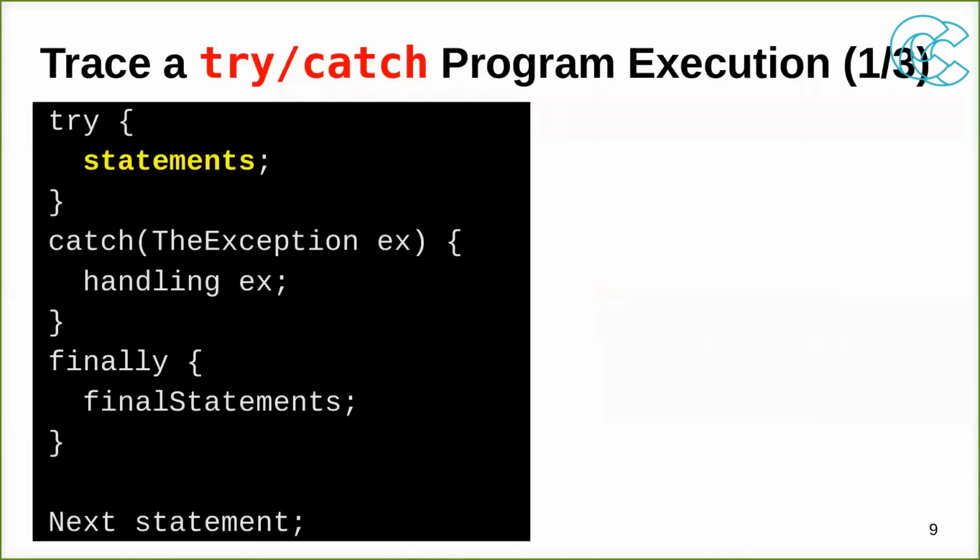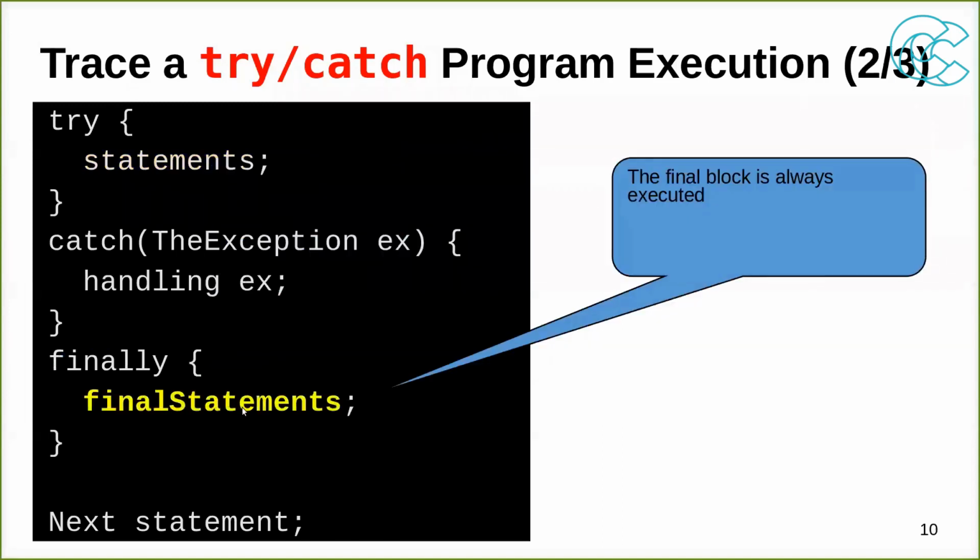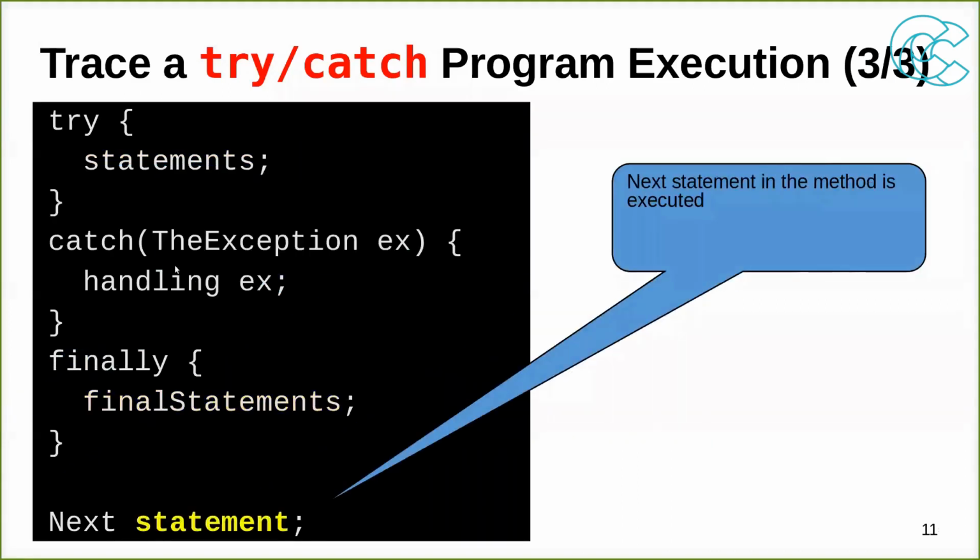Okay, we'll just take a look at this slide and then we'll be done. We'll just trace through the try and catch program execution. So let's say you have your try block, your catch block, and then the finally block, and then there are a bunch of statements following the finally block. If there are no exceptions in the try block, then your finally block would get executed right after the try block. The catch block would not get executed because there is no exception. Right after the finally, you have your next statement which gets executed.